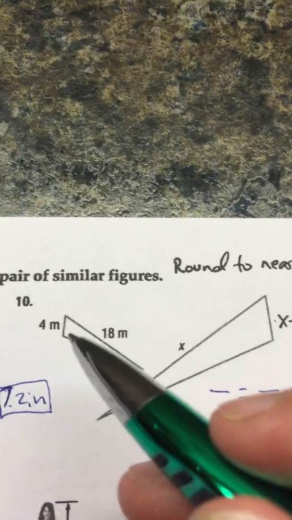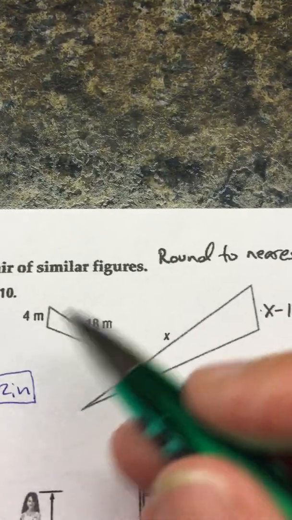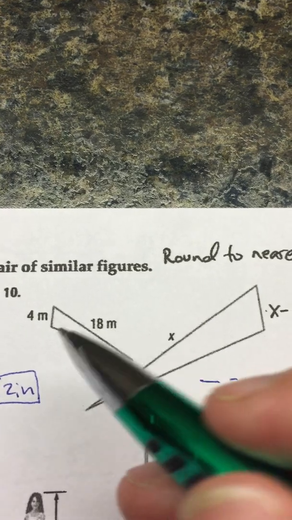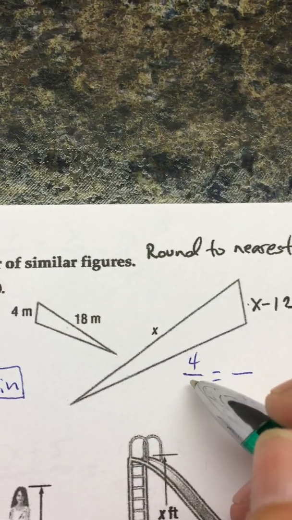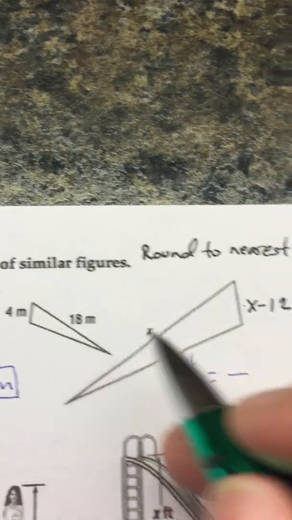I sometimes like to put the same figure in one fraction. So I've got the little short piece over the long piece. So this is 4 over 18. You also want to double check that the units are all the same.